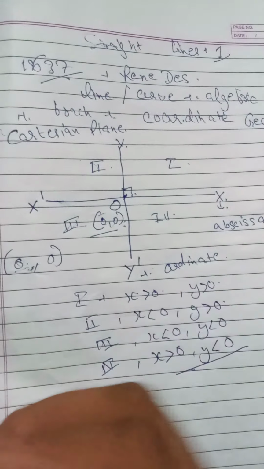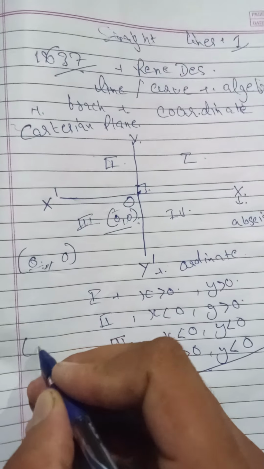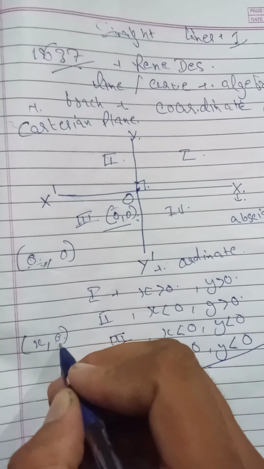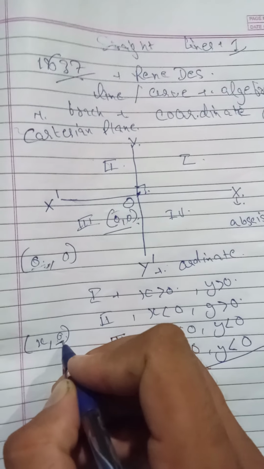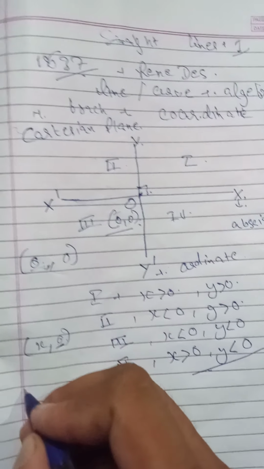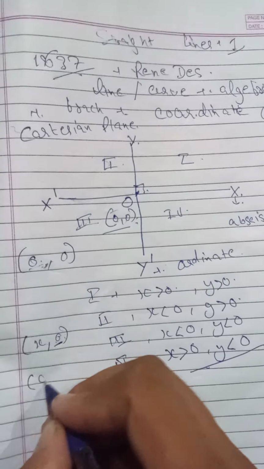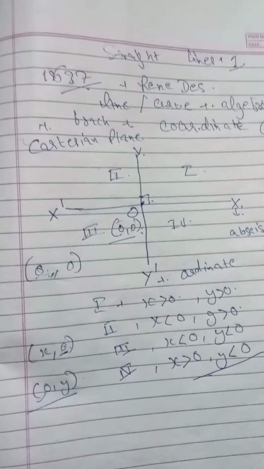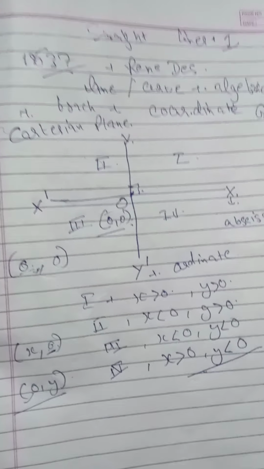Any point on the x-axis will be (x, 0), meaning the value of the ordinate is 0, and any point on the y-axis will be (0, y), meaning the value of the abscissa is 0 on the y-axis.